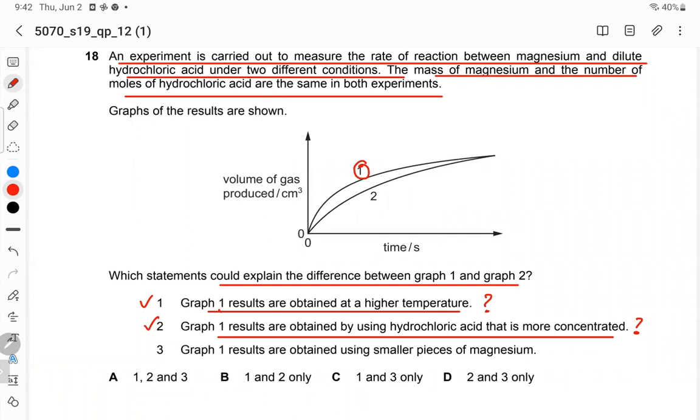Now the third statement. Graph 1 results are obtained by using a smaller piece of magnesium. Yes, if there are smaller pieces, then the surface area will be higher, so the graph will be steeper. So all the three statements 1, 2, and 3 are correct. Is it clear? Yes, sir.